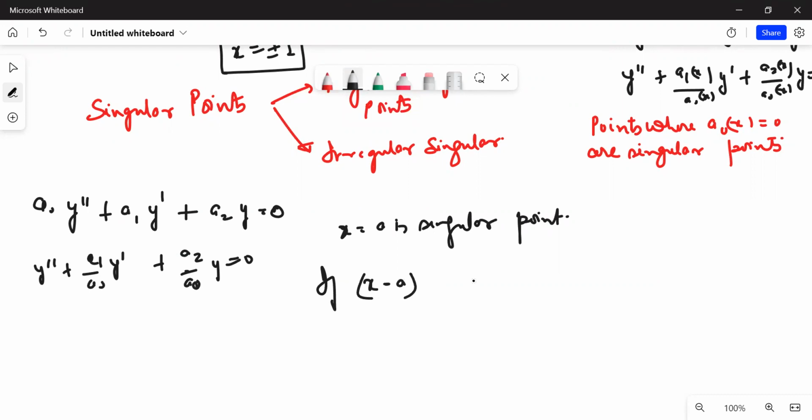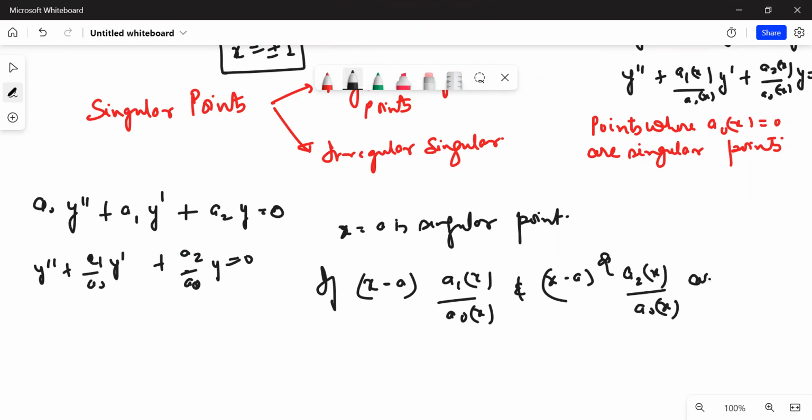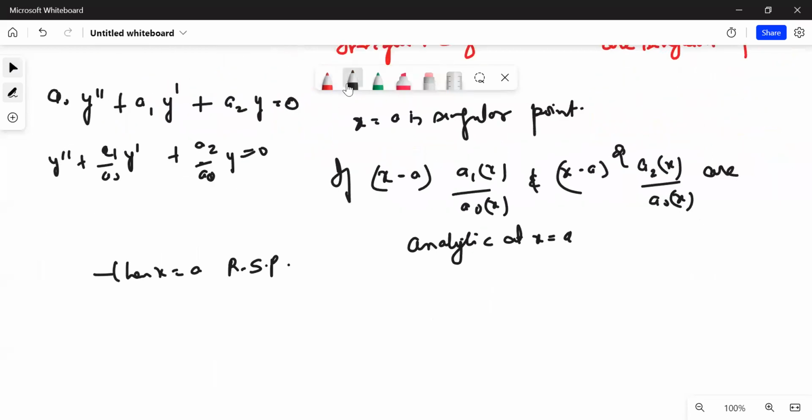If x minus a into a1x upon a naught x, and x minus a whole square into a2x divided by a naught x, are analytic at x equal to a, analytic meaning differentiable, then x equal to a is called a regular singular point. Then it is called the regular singular point, otherwise irregular. Is that clear?